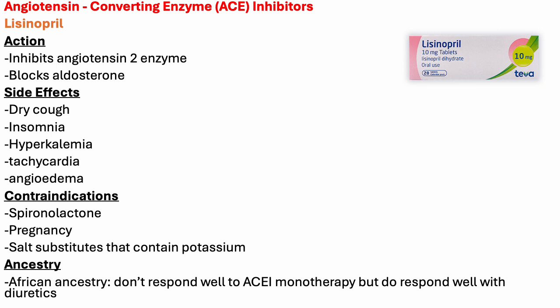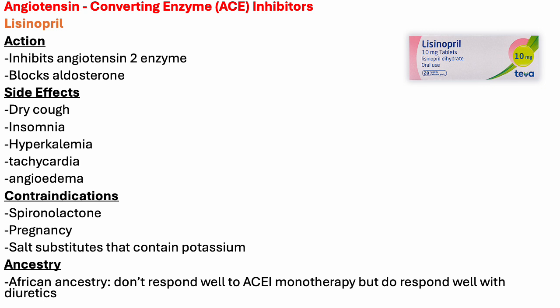Side effects, the biggest side effect is a dry cough, insomnia, hyperkalemia because of the blocking of aldosterone, tachycardia, and angioedema. Contraindications for this drug are spironolactone because they both have aldosterone blocking effects, pregnancy, and salt substitutes that contain potassium, because most salt substitutes are something with potassium.